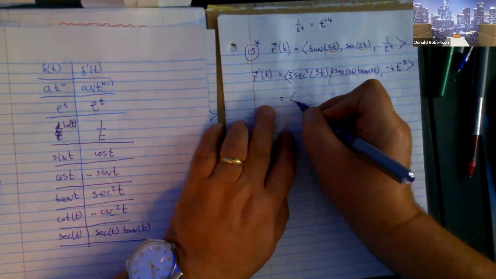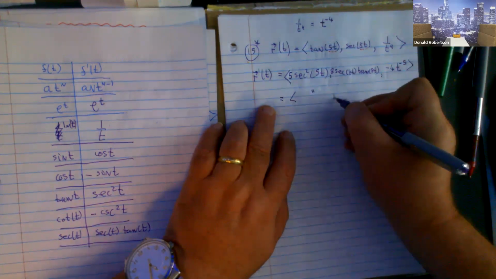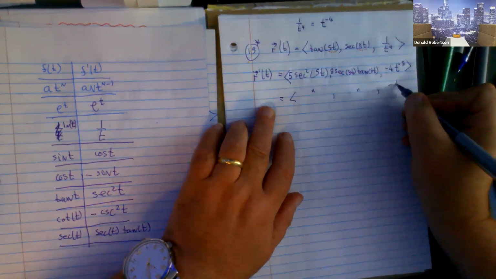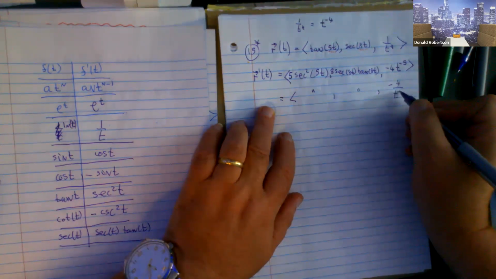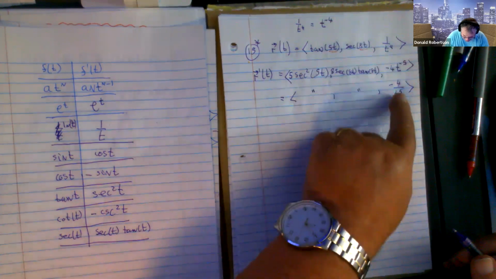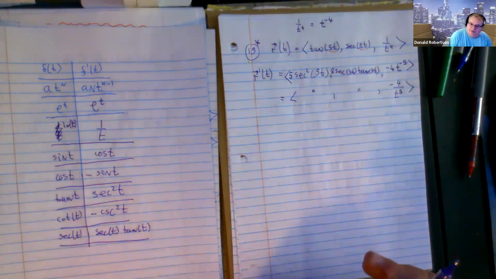Now, style points. Nothing wrong with that, leave it alone. Nothing wrong with the middle one, leave it alone. This guy has to look like the original. And the original was a fraction, so this one's a fraction. Now we're finished.